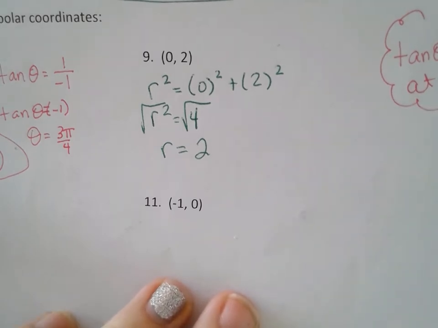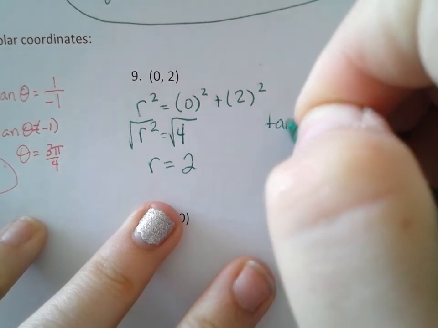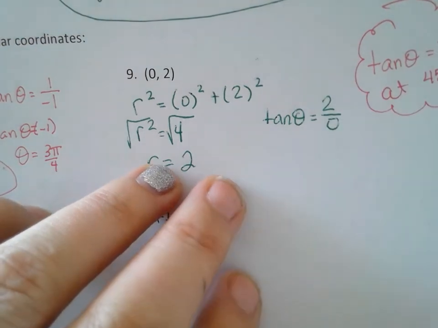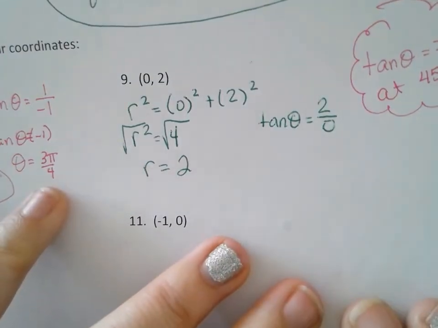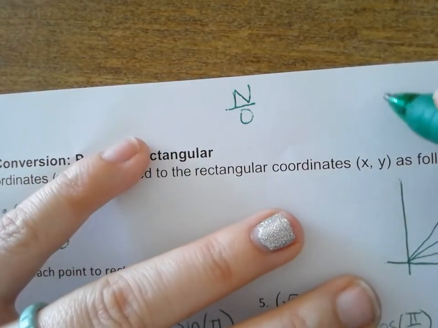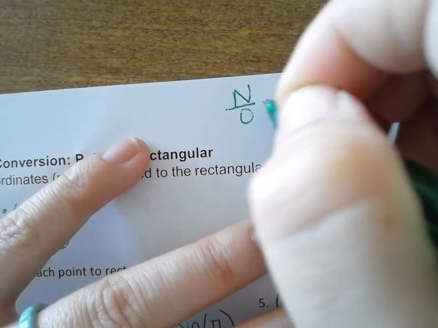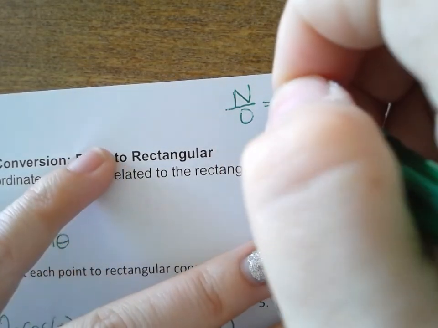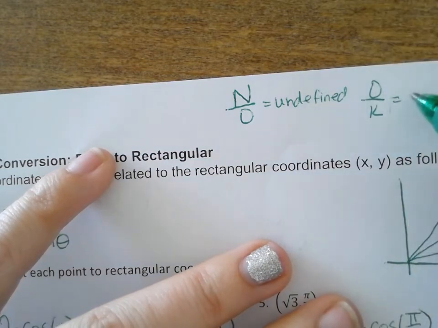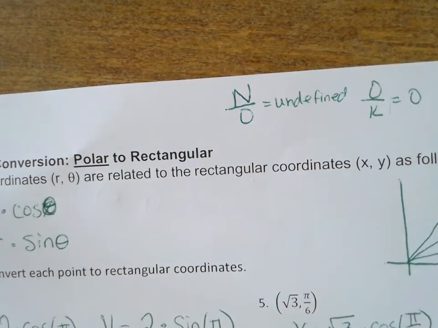Okay? So now let's go find tangent of theta is equal to my y value over my x value. Uh-oh. What is this? No, right? You cannot divide by 0. This is undefined. Right? No, you cannot divide by 0. That's undefined. But it's okay if 0 is on top. That's just 0. Okay? Y'all kind of remember that? Who am I kidding? Never mind.